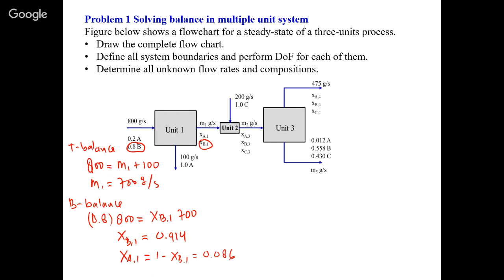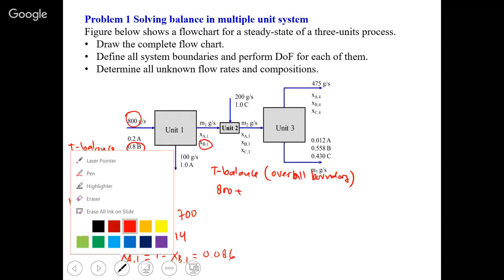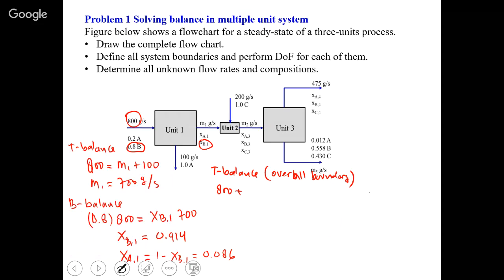Okay, so the next one is we can start to calculate the next thing that has the degree of freedom equal to 0, which is actually the overall system. So we do the balance for overall, the total balance, over the overall boundary. Then here you will get 800 that come in, plus the one that come in here, plus 200.